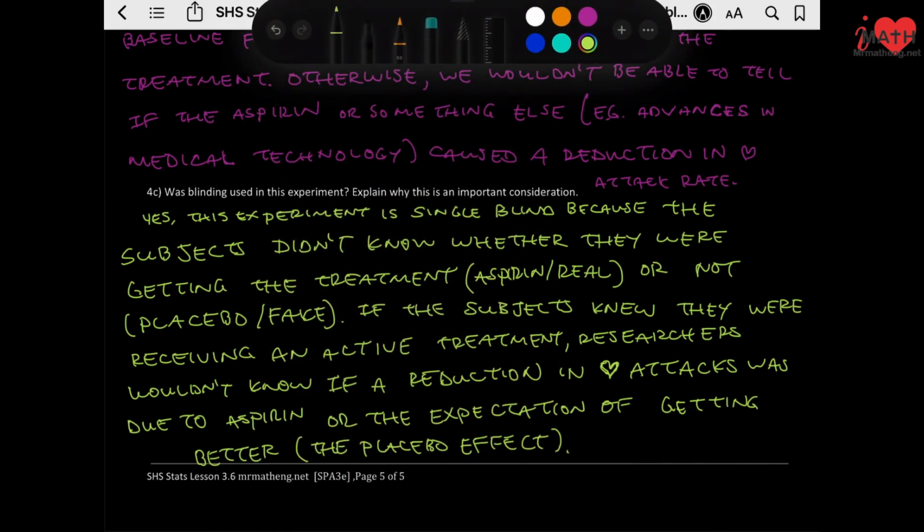4C, was blinding used in this experiment? Explain why this is an important consideration. Yes, this experiment is single blind because the subjects didn't know whether they were getting the treatment, the aspirin, the real thing, or not, or if they were given the placebo, the fake. If the subjects knew they were receiving an active treatment, researchers wouldn't know if a reduction in heart attacks was due to aspirin or the expectation of getting better, the placebo effect.